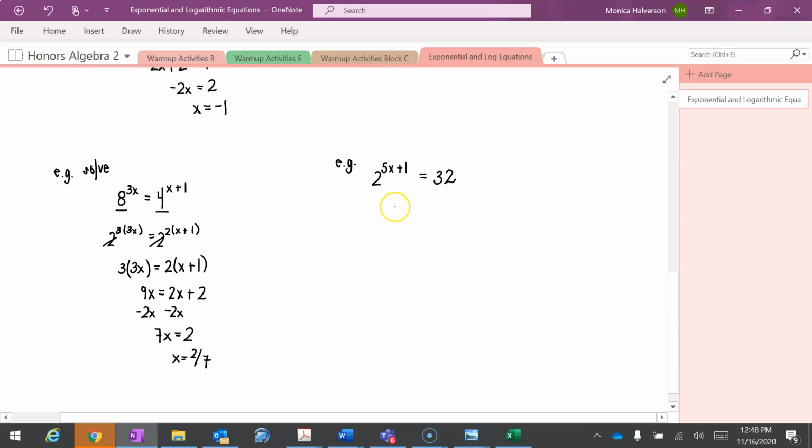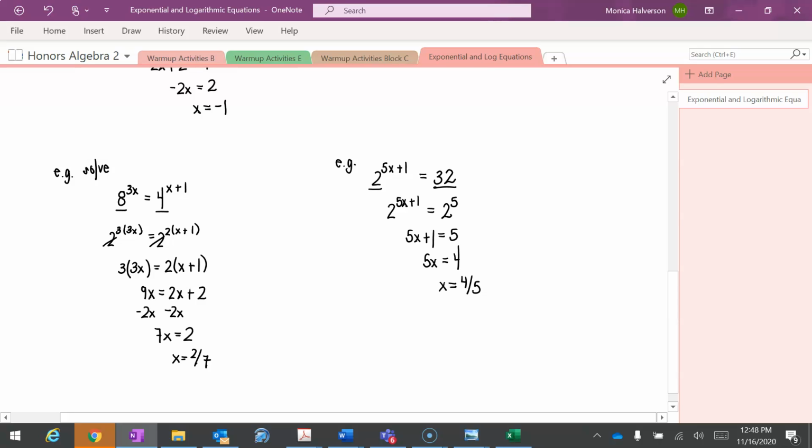In this second one, we can get a common base of 2 again. So it's 2 to the 5x plus 1 is equal to 2 to the 5th. So 5x plus 1 equals 5. 5x equals 4. X equals 4/5.